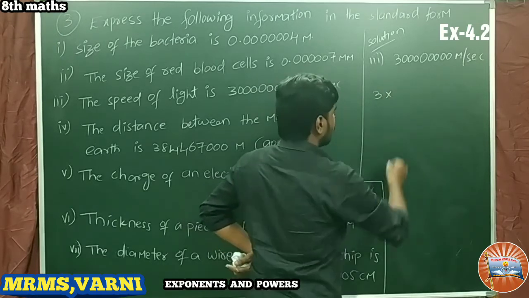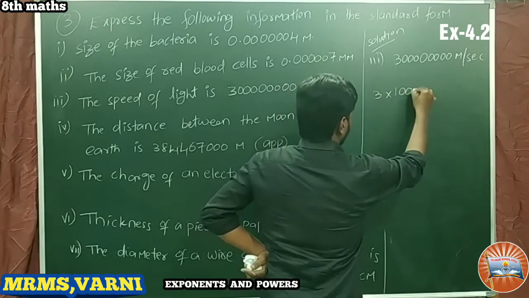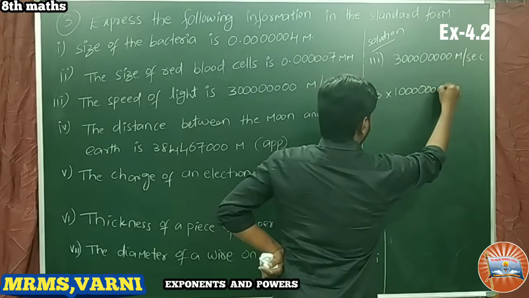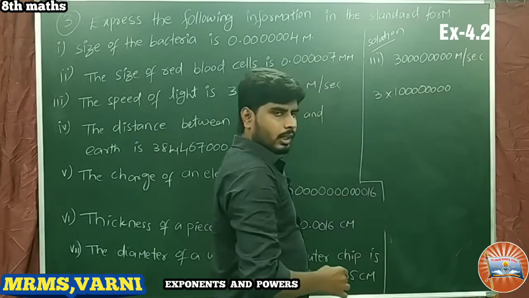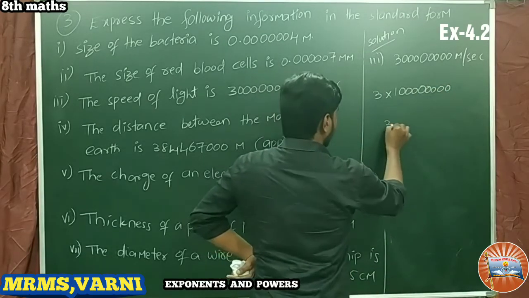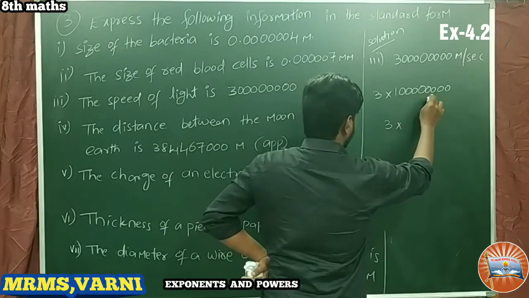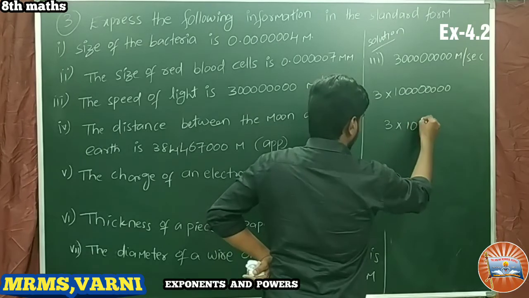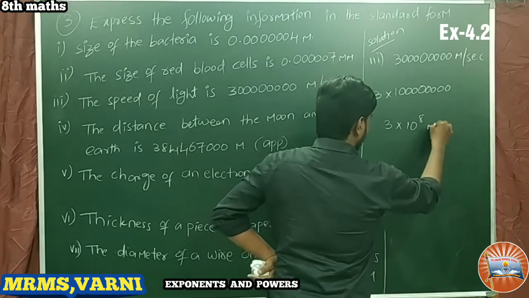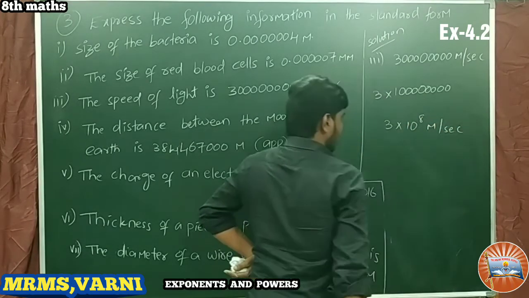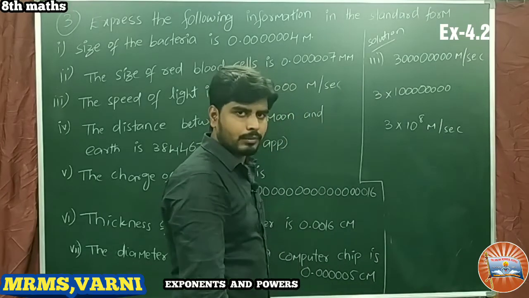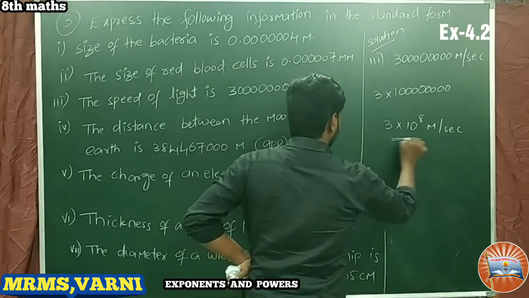3 into 1,000,000,000. Okay. This we can write 3 into, how many zeros we have? 1, 2, 3, 4, 5, 6, 7, 8. 10 power 8 meter per second. This is the standard form. Okay. Enough. This is next.